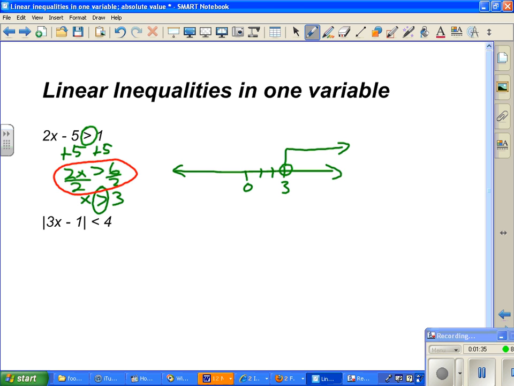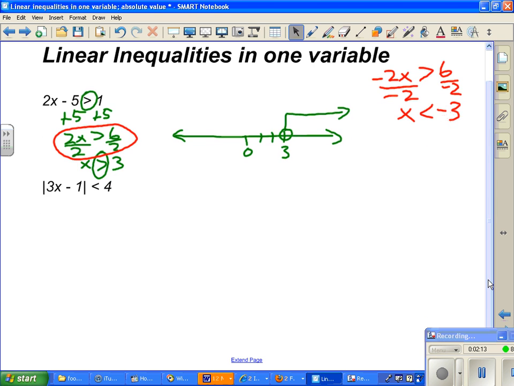Remember, if ever you divide by a negative, so if it was negative 2x is greater than 6, and you divide by negative 2, remember, you have to switch the inequality when you divide or multiply by a negative number. You have to switch the inequality if you divide or multiply by a negative number. Okay? All right, good enough. Let's move on to the next one.